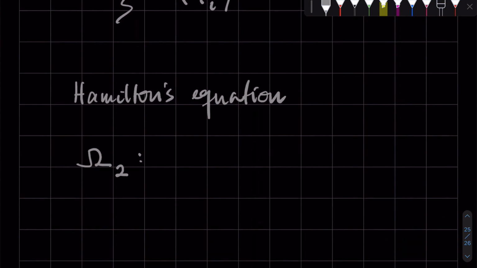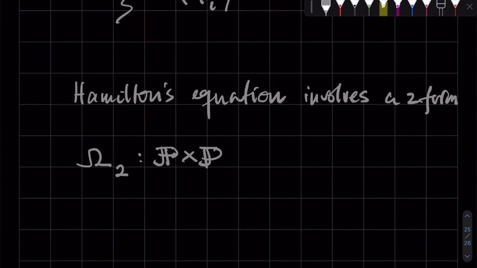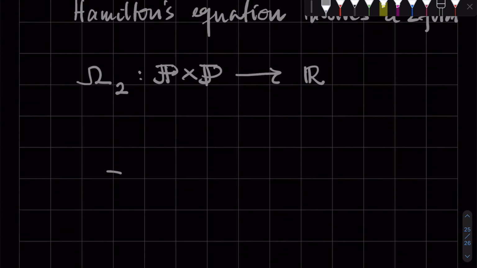So the Hamilton's equation involves a two form which maps us from, say, two points on the phase space, so this should be P, not F, to a point in R. So the way this works is that we have some point from the phase space, say V1, and this two form takes two of these points and spits out a number.